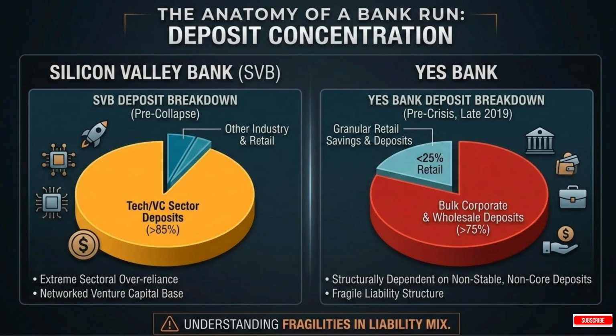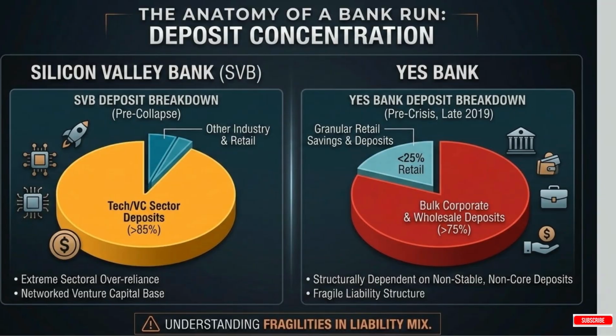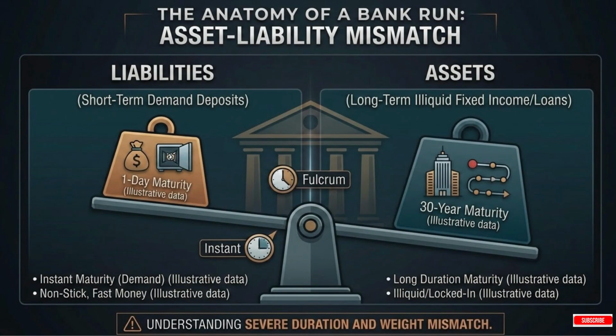A key fragility was deposit concentration. SVB had an extreme reliance on the tech and VC sector, with over 85% of deposits coming from this segment. Yes Bank's fragility was its structural dependence on bulk corporate and wholesale deposits, which accounted for over 75% of its total deposits. Both banks suffered from a severe asset-liability mismatch.